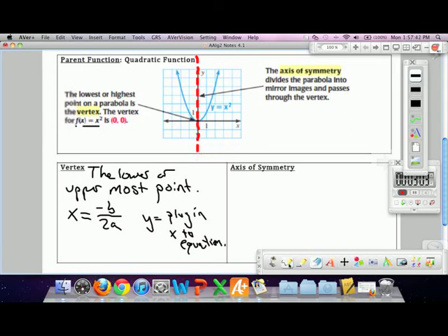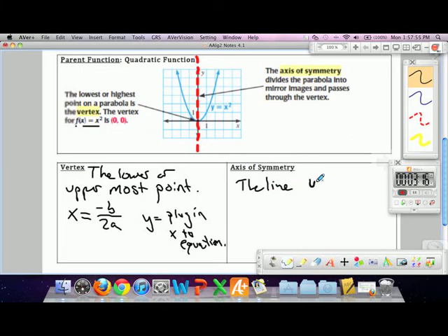Because if you want to find the axis of symmetry, probably start writing with the dotted line, it is the line x equals the x coordinate of the vertex.